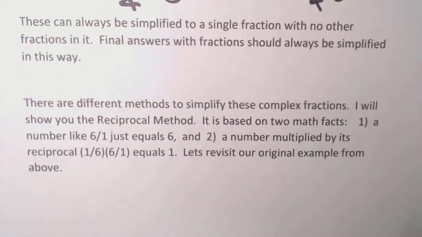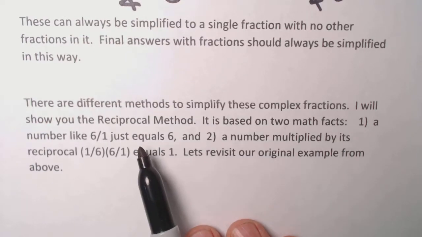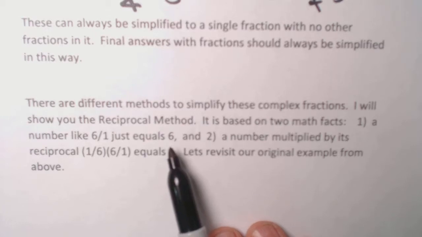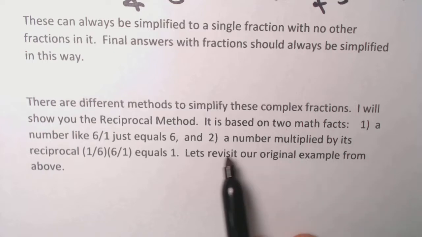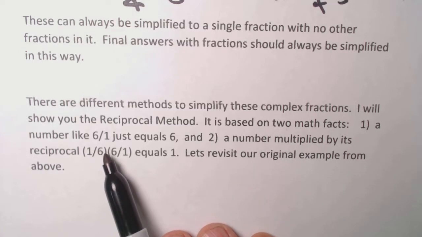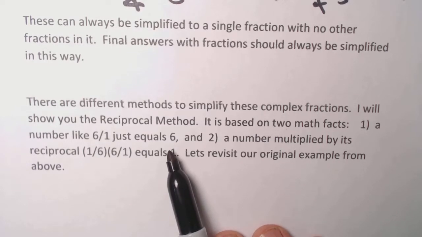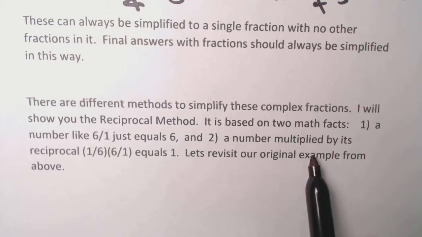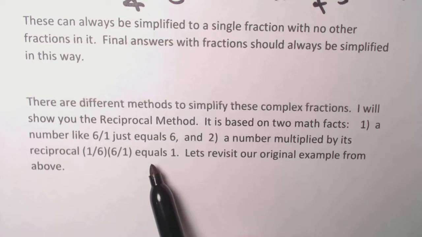Now, there are different methods to simplify complex fractions. I'm going to show you one of them. That's the reciprocal method. And it's based on 2 math facts that make it work. One is, if you have a number like 6/1, well, that just equals 6. You can toss the 1 away downstairs because how many times can you subtract 1 from 6? Well, 6 times. The second thing is a number multiplied by its reciprocal. Let's say 1/6 times 6/1 equals 1. That's, of course, what reciprocals do.